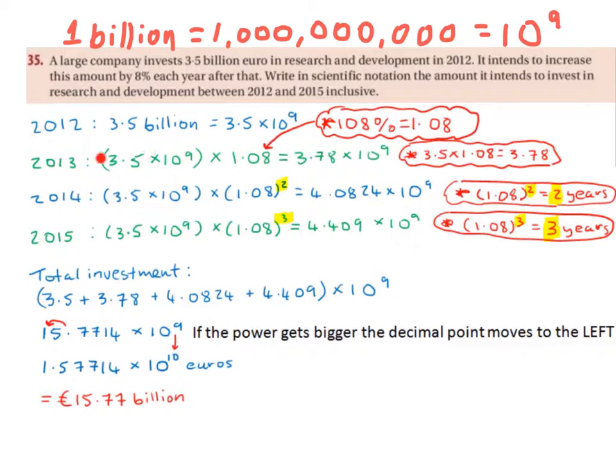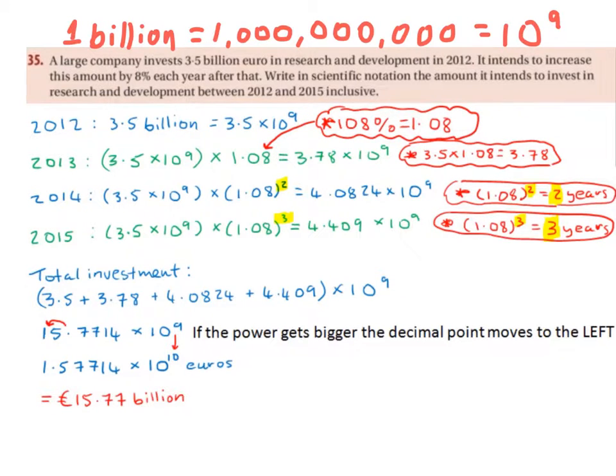In 2013, we have the 3.5 times 10 to the power of 9. We're going to multiply it by 1.08 because we know that the amount increases by 8% each year. And 1.08 as a decimal is the same thing as 108%. So if we multiply that by 1.08, we're going to get what that amount will be with the 8% added on. So this will work out to be 3.78 times 10 to the power of 9, because 3.5 times 1.08 gives us 3.78.